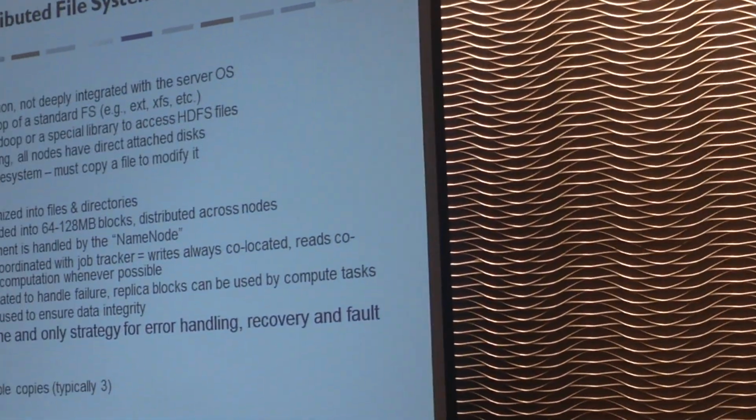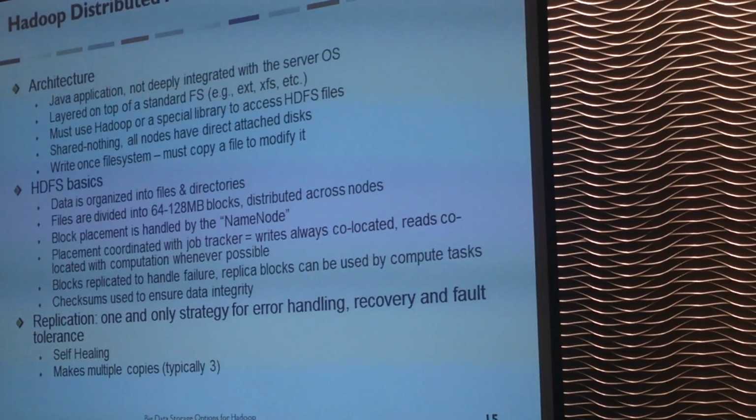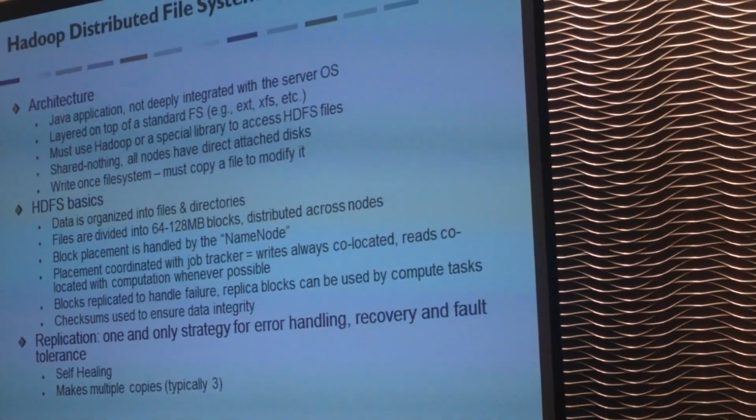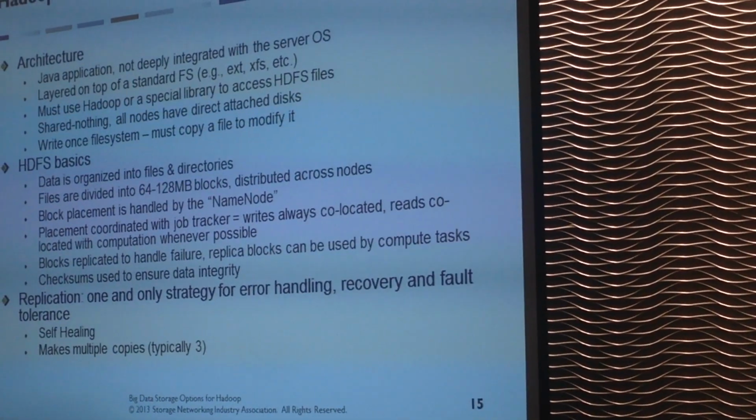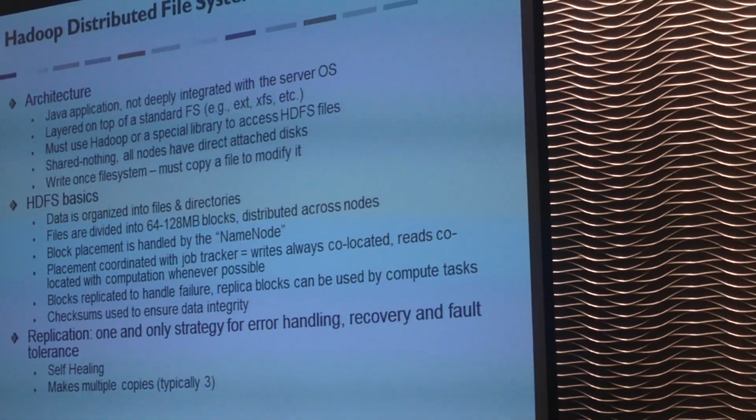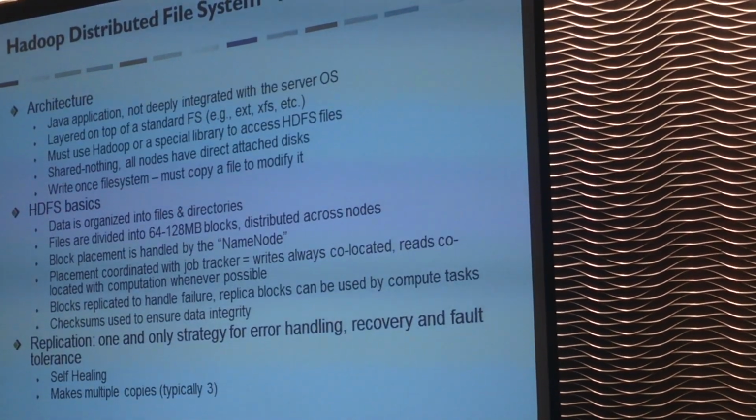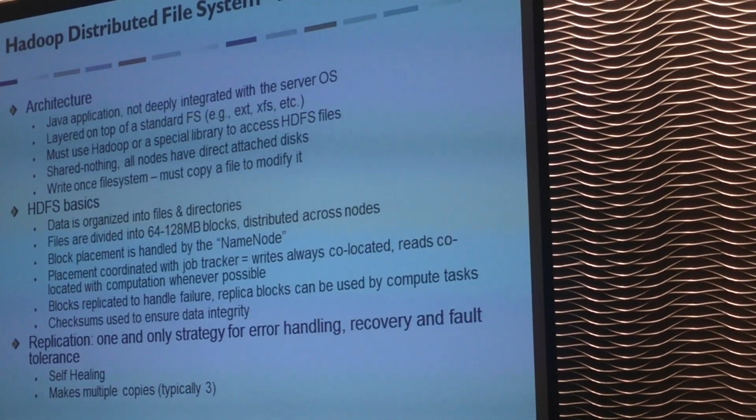Data is organized into files and directories, just like a normal file system. When it actually is laid down on disk, it is in 64 to 128 megabyte blocks. That size is somewhat adjustable as well. And the blocks and the locations of those blocks are controlled by something called a name node.